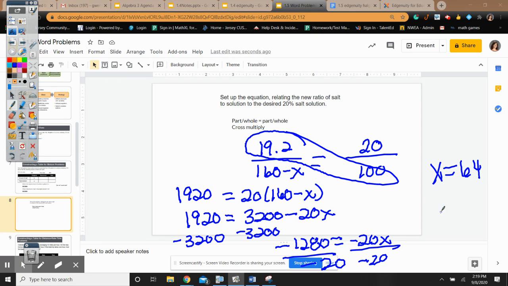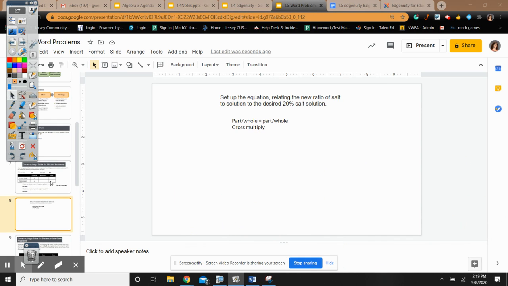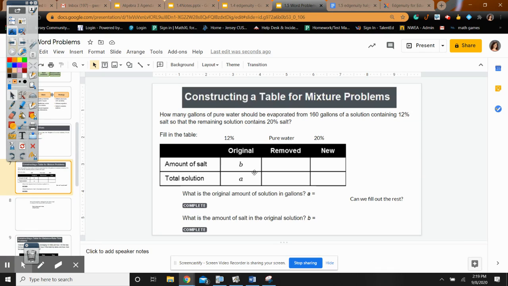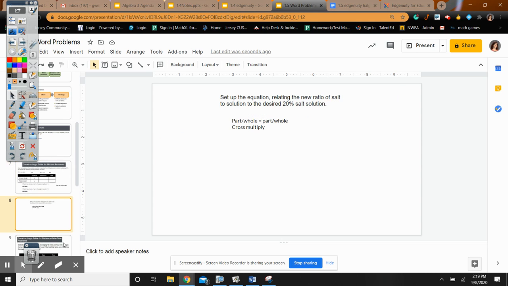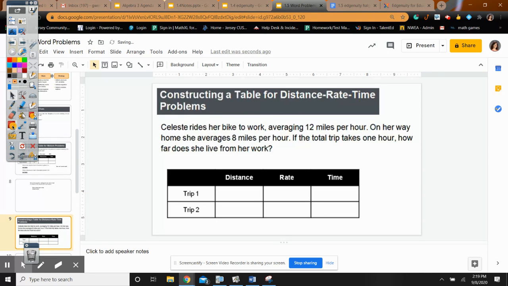And remember what that is. That's talking about 64 gallons of pure water that we're going to take out to get us to where we need to be, the 20% mixture. So that is a mixture problem. So what you're going to do is you're going to have what you originally have minus whatever you are taking out. Maybe sometimes we would have to add something to get our new mixture. And then we'll do part over whole equals part over whole.